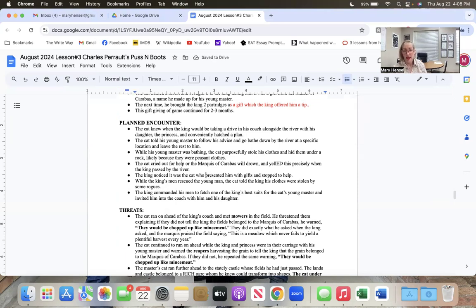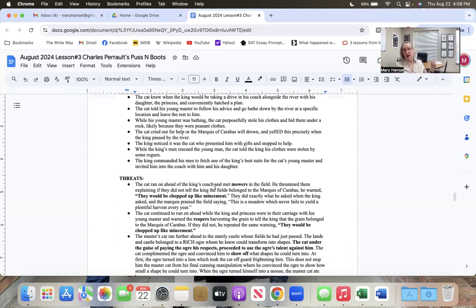While the king's men rescued the young man, the cat told the king his clothes were stolen by some rogues. The king commanded his men to fetch one of his best suits for the cat's young master and invited him into the coach with him and his daughter. Okay. And we know that the daughter falls head over heels in love with him, so we know the plan worked.